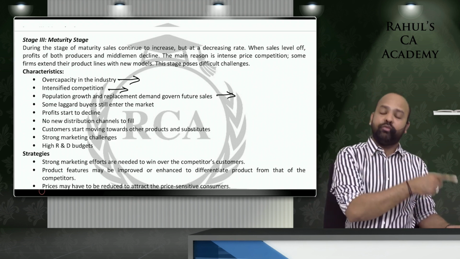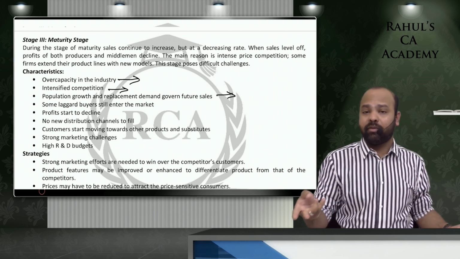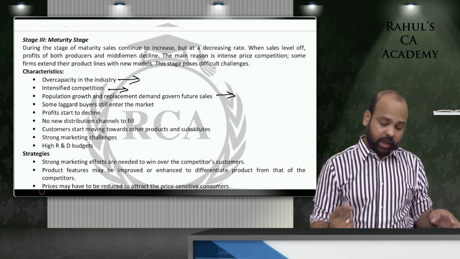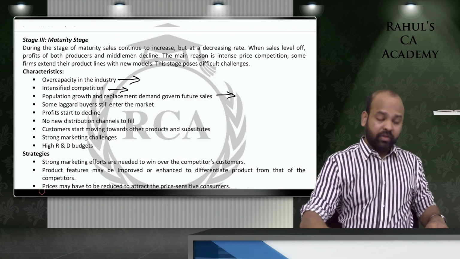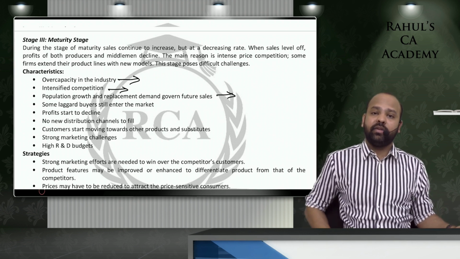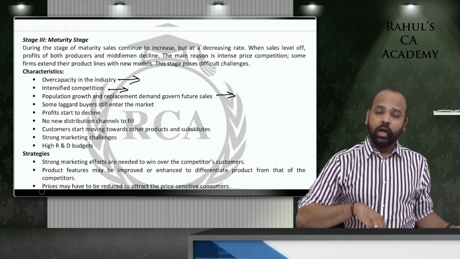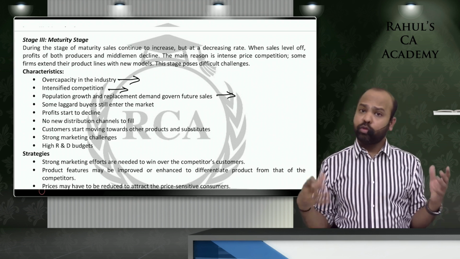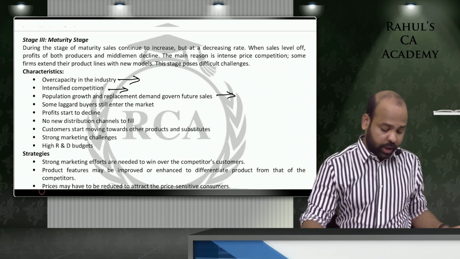The one who has used OnePlus 5 will most likely buy OnePlus 8. So that is replacement demand. You are looking at replacement demand. You're looking at population growth. Some laggard buyers will still enter the market, guys. Someone who has not tried your product, someone who was using, say, an Apple product earlier, now wants to shift to OnePlus to try the product. So you might see a little shift beta from one company to the other company.